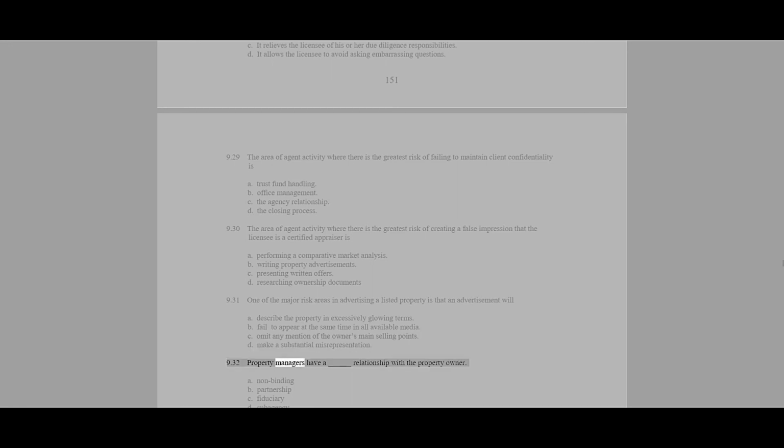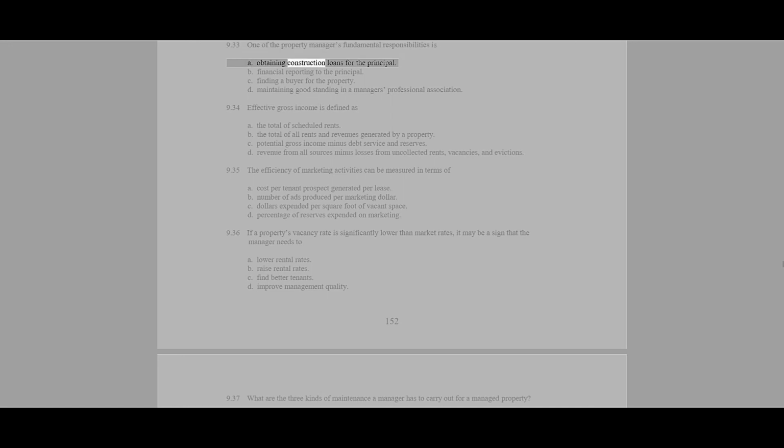9.32 Property managers have a _______ relationship with the property owner. A. Non-binding. B. Partnership. C. Fiduciary. D. Subagency.